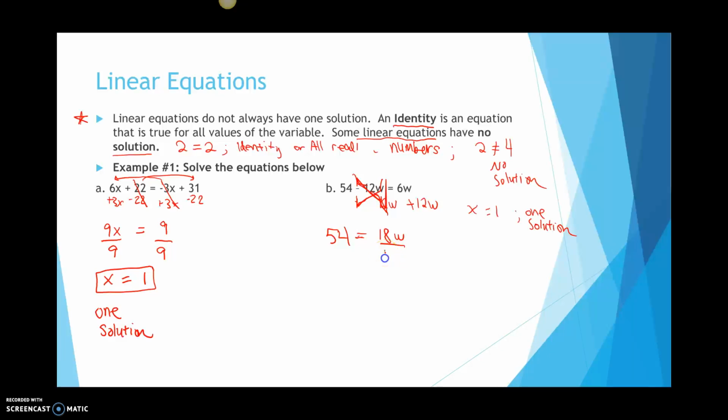I'm going to divide both sides by 18. And 54 divided by 18 is going to give me 3. So 3 equals w. And that will be my answer.